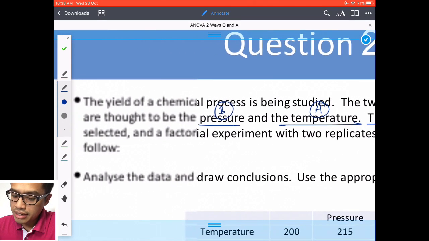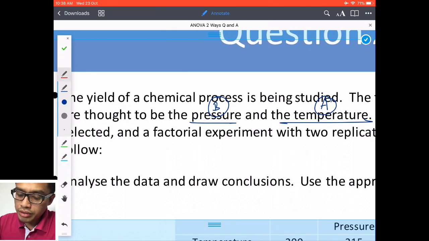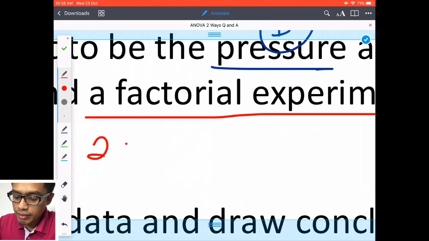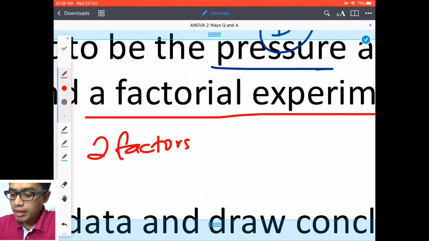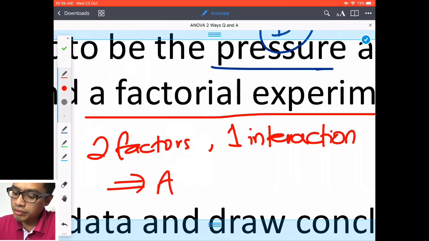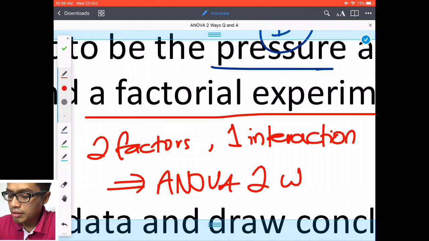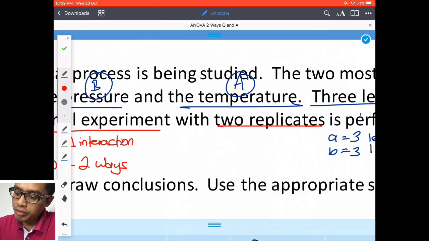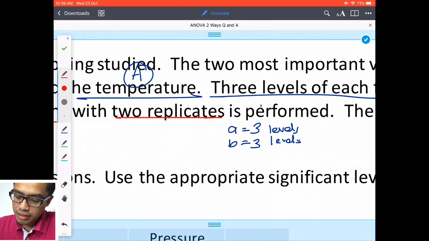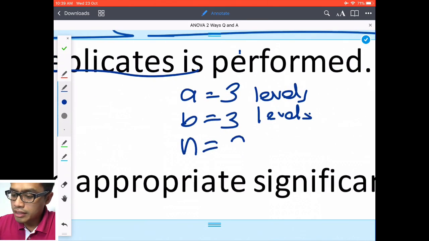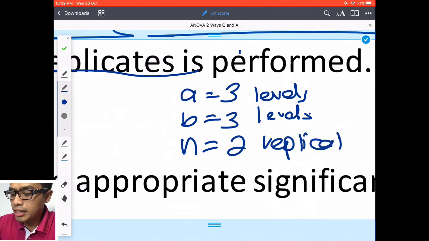All right, and here is also important, a factorial experiment. Since this has 2 factors and 1 interaction, therefore it's ANOVA 2 Ways. Alright, what else? It also has 2 replicates. Therefore, N is 2 replications.